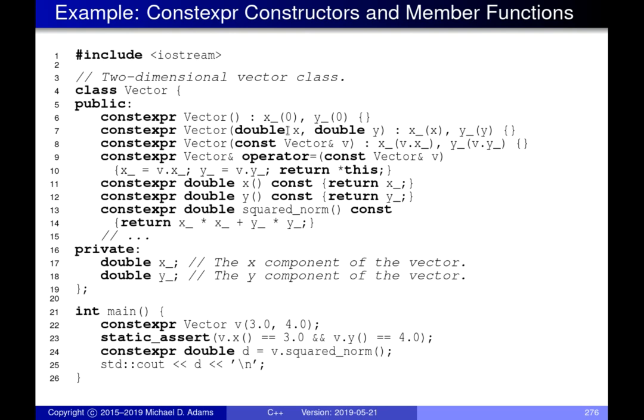What else can we do here? We can construct it with an x and y value. We can copy construct it. We can copy assign it. We can get the x value, get the y value, get the square of the norm, the squared length of the vector. The reason for returning the squared norm is just to avoid the square root nastiness. We don't have to compute the square root this way.